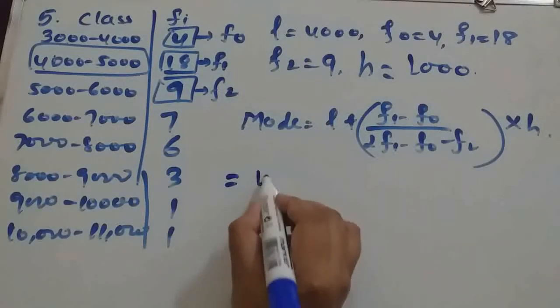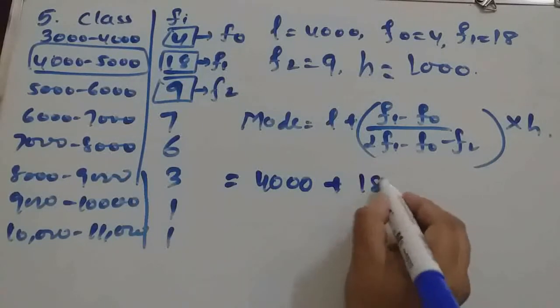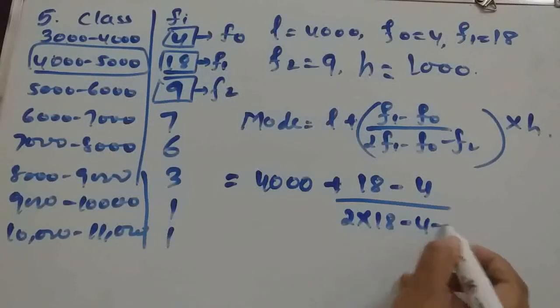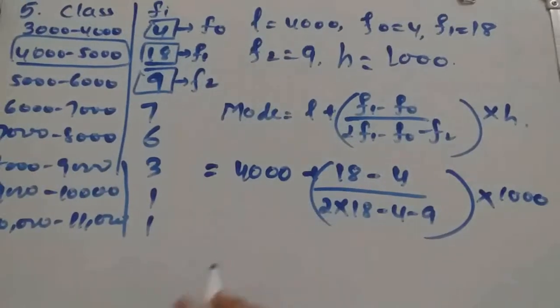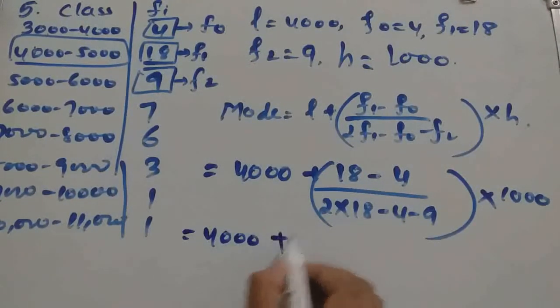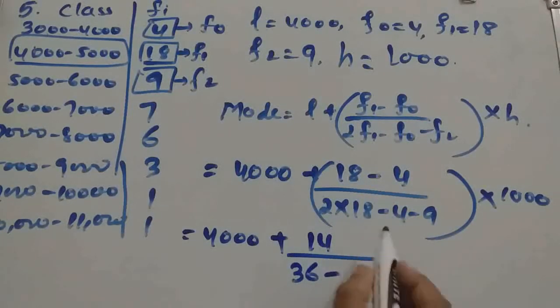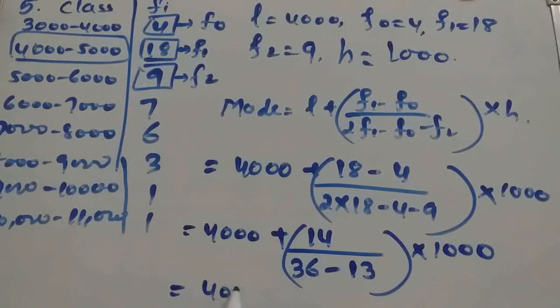Now we'll substitute all the values here. L is 4000, F1 is 18 minus F0 is 4, divided by 2 into 18 minus 4 minus 9, into 1000. So 4000 plus 18 minus 4 will give 14. The denominator, 36 minus 9 minus 4, will be minus 13, so 36 minus 13 will be 23, isn't it?